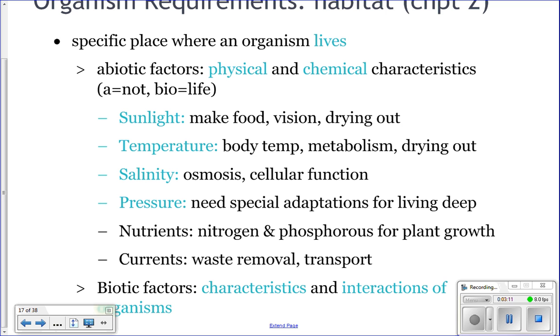Or if they're in a hypotonic solution, they can tend to take up water, which could also be bad because it could kill their cells. So the salinity of the area will also affect the cellular functioning of the animal, depending on whether it is losing or gaining water, or if it's isotonic, that's where it wants to be, where it gains and loses water at the same rate. The pressure will also affect living things.